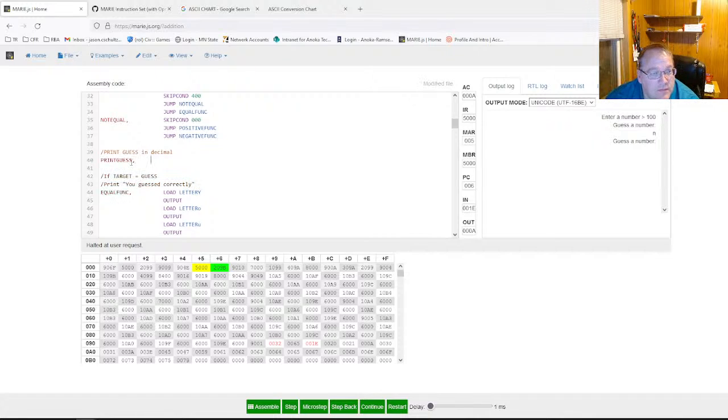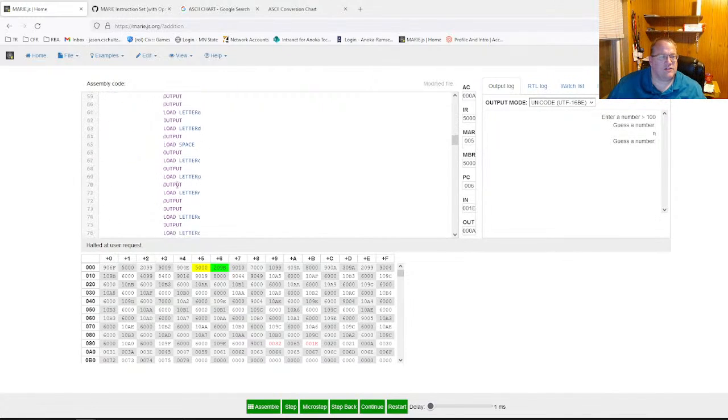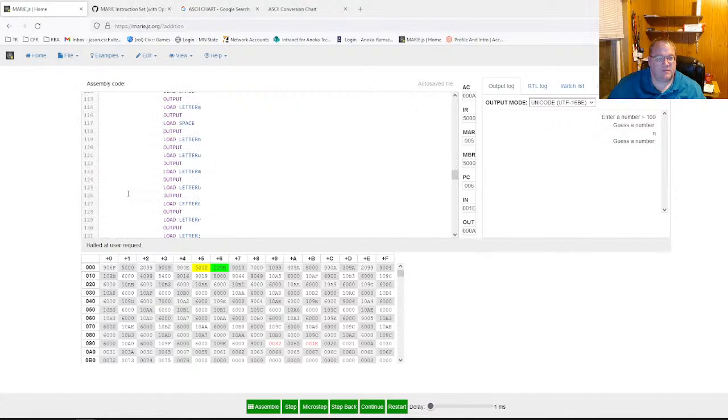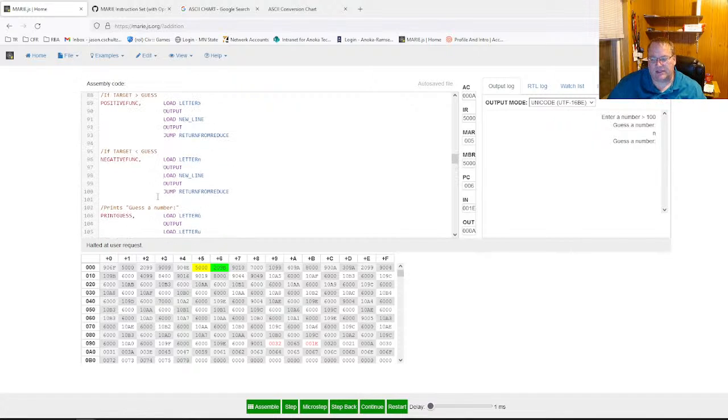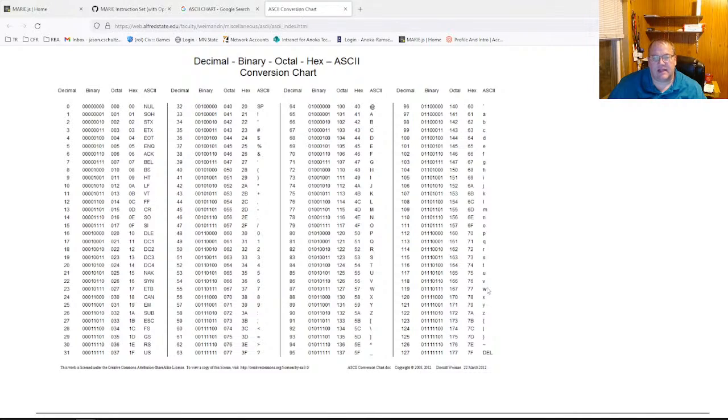Put a comma there. All right, so the first thing I want to do is load the guess. I might need a new variable here, won't I? Okay, so let's make two new variables, a tens place and a ones place. Now, here's the good thing: I know that my number is less than 100.